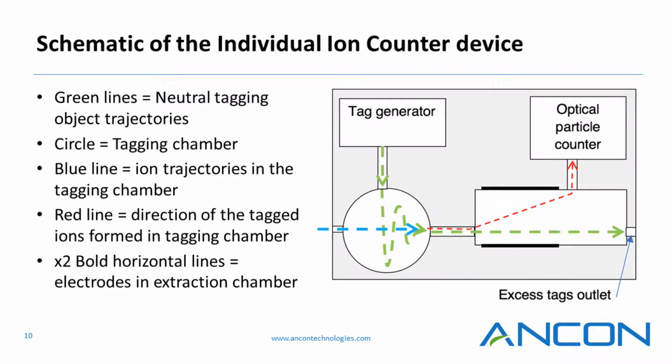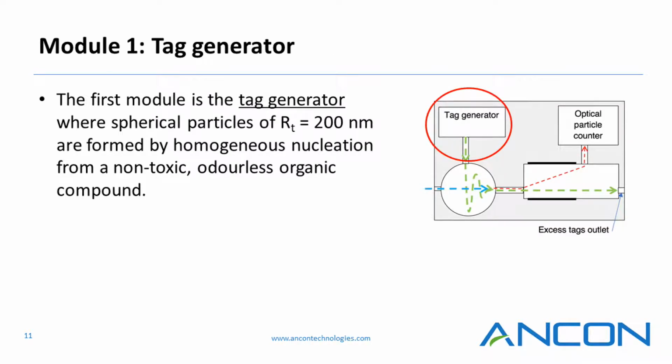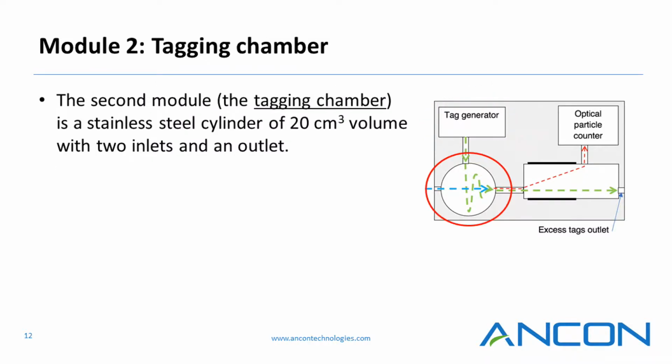The first module is the tag generator, where spherical particles around 200 nanometers in size are formed by homogeneous nucleation from a non-toxic, odorless organic compound. The generator comprises a stainless steel condenser and a glass saturator with a heater. The second module is the tagging chamber, which is a stainless steel cylinder with two inlets and an outlet.